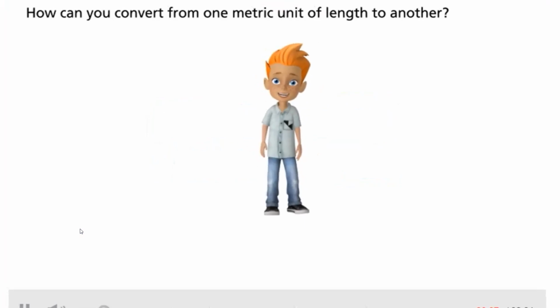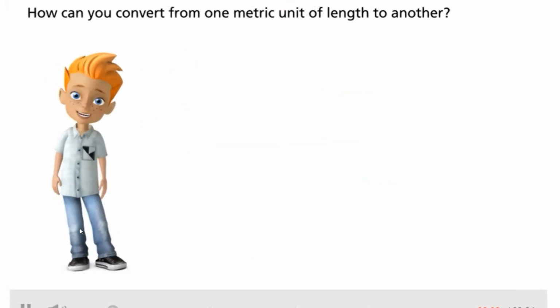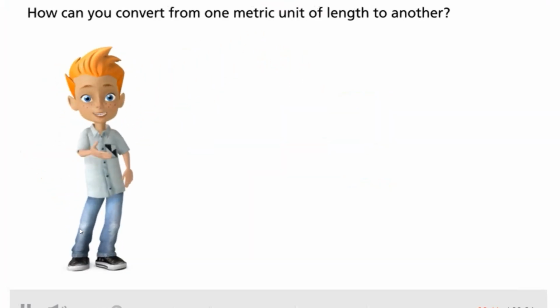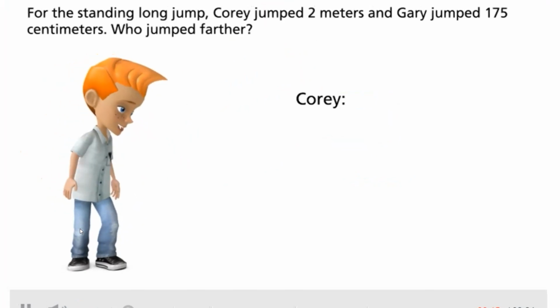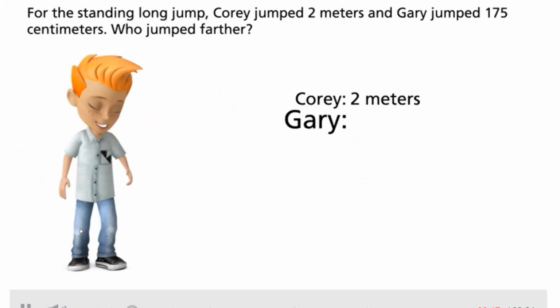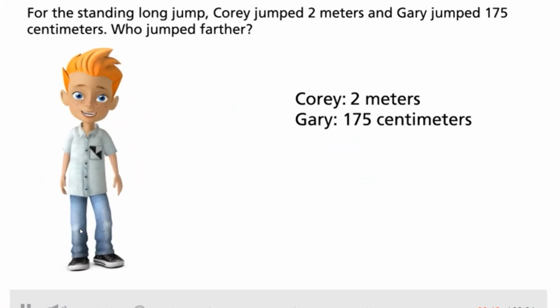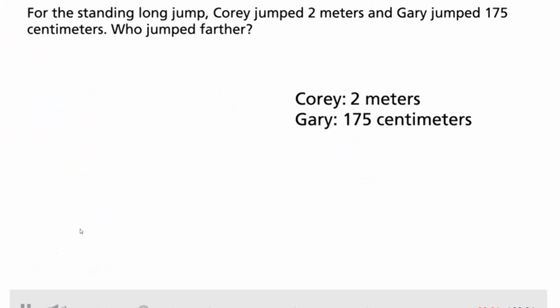How can you convert from one metric unit of length to another? Let's find out. For the standing long jump, Corey jumped 2 meters and Gary jumped 175 centimeters. Who jumped farther?